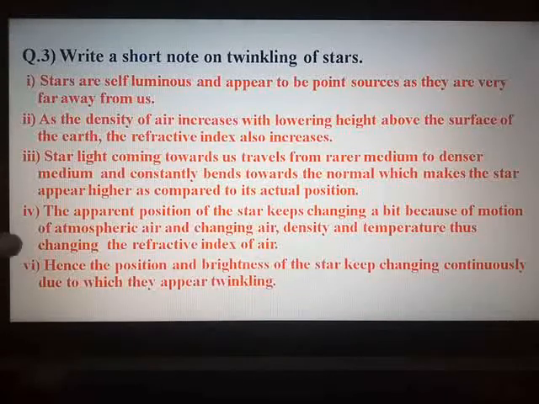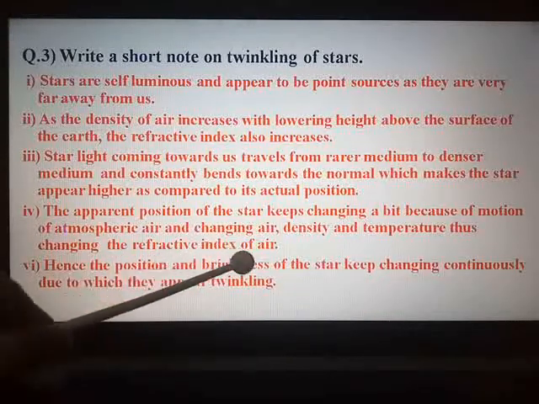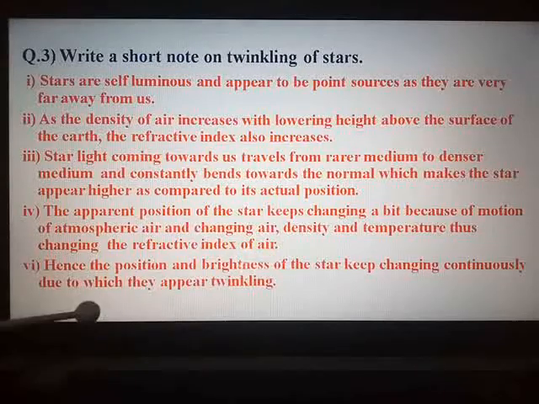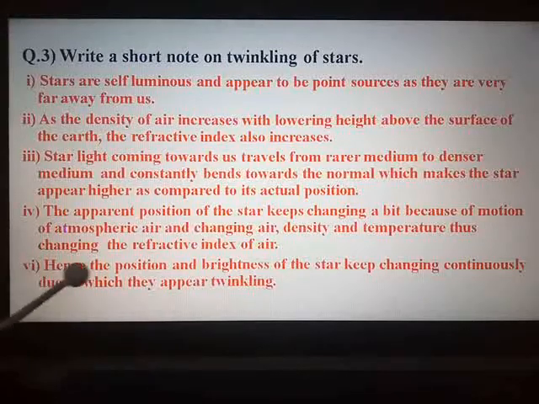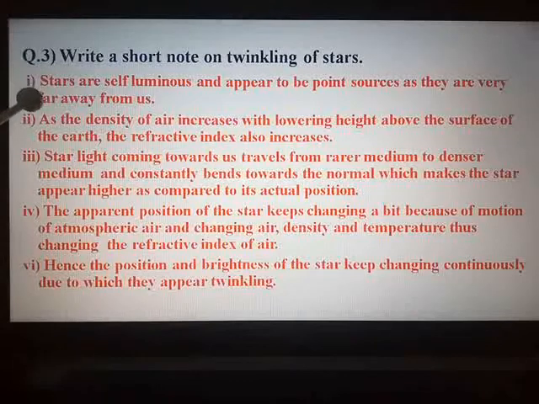Last point. Hence, the position and brightness of the star keeps changing continuously, due to which they appear twinkling. That is the second last line of your page number 76, your 6th point. So only the first point you have to shorten from the textbook. Rest all as it is given, I have given you in marking. I hope up till question number 2 you have no doubt.